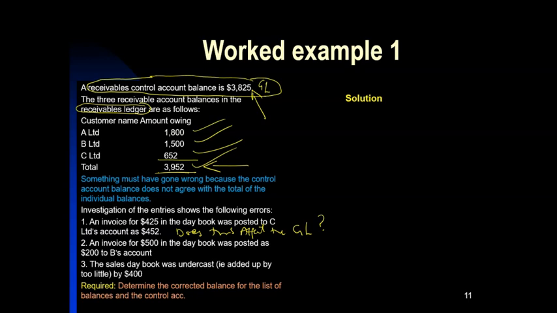Obviously, this error is not going to affect the general ledger because it occurred when the accountant was extracting information from the source record, the source day book, to the receivables ledger, or to a memoranda account, or to the list of balances. So this error is to be corrected with the list of balances only. It does not affect the general ledger.